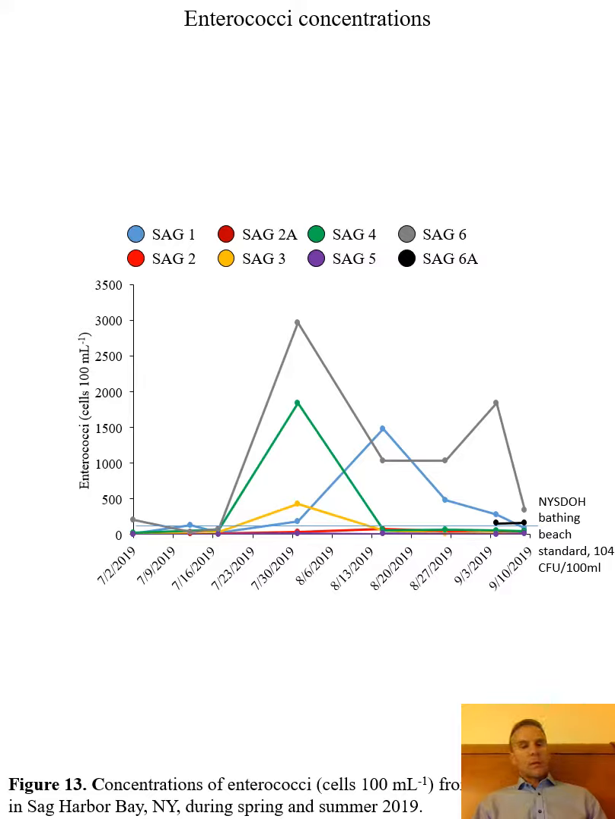Several from Havens Beach are above the standard. That is disconcerting, because I do know there are people that swim there. I also know that's near the outfall sump. And at least one sample from Sag Harbor Cove as well.